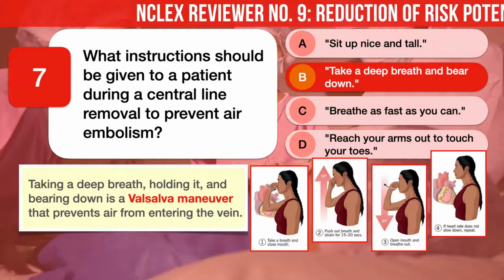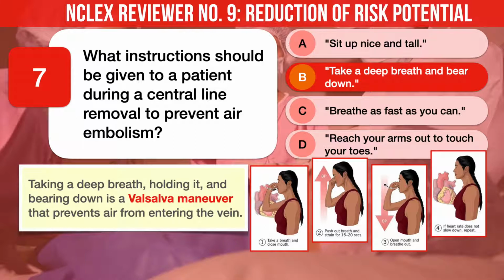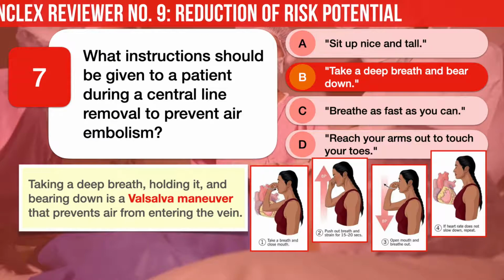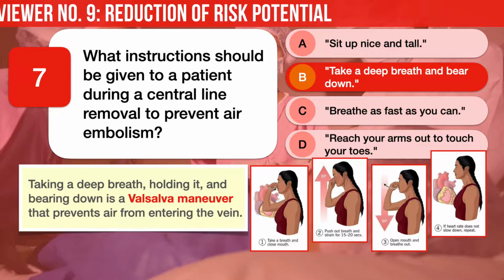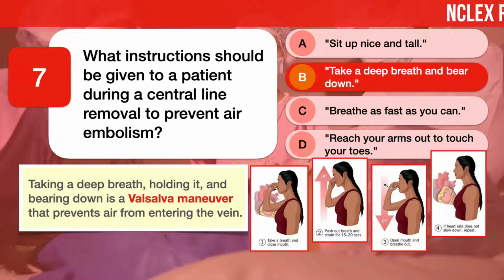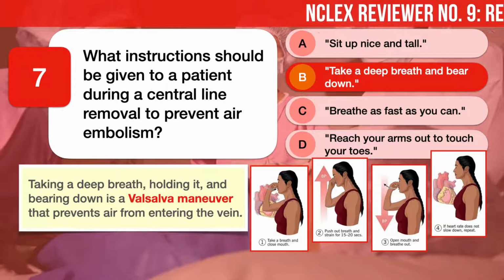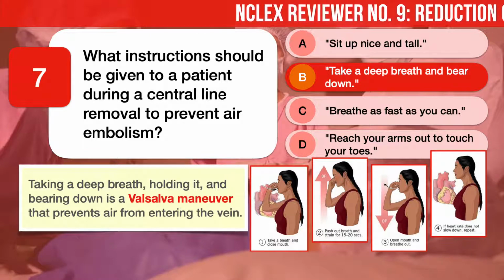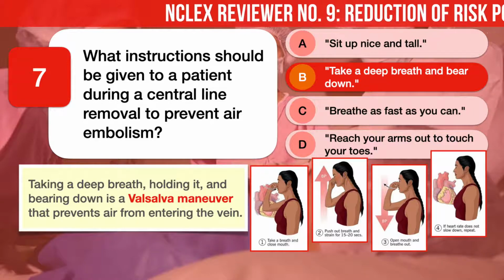The instructions to sit up tall, touch your toes, and breathe fast are not required as they do not prevent air embolism. Air embolism treatment is to place the patient on the left side with the head lowered in Trendelenburg position, correct anything allowing air into the circulation, administer oxygen, assess vital signs, monitor, and notify the provider.